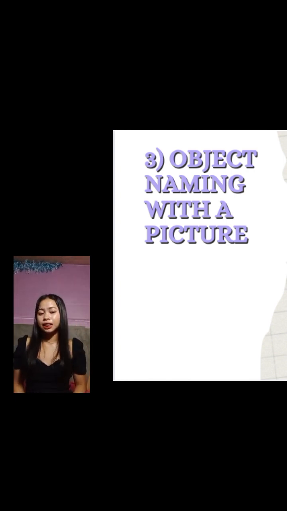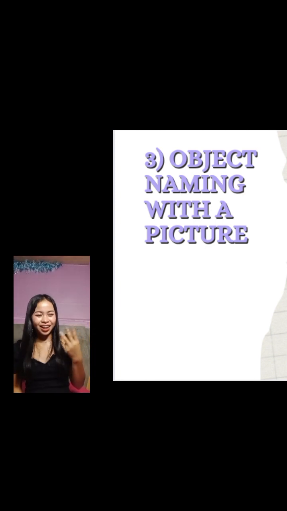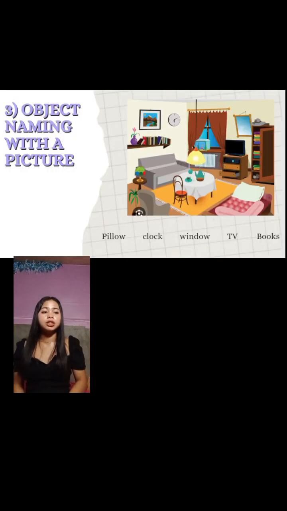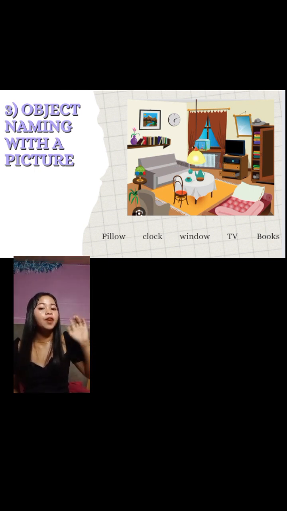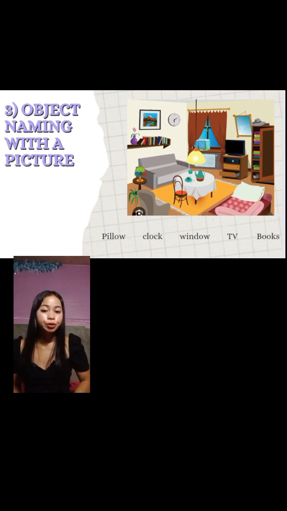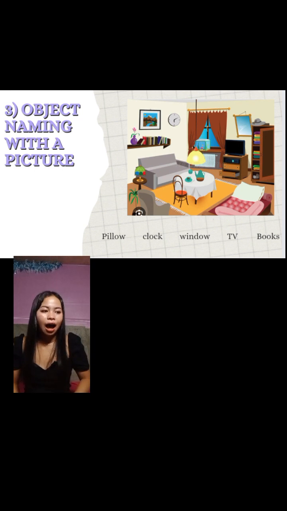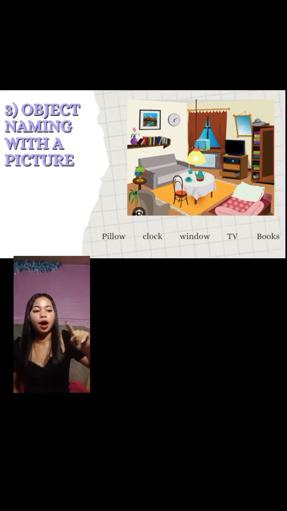And now let's proceed to number 3. Yes, number 3 is object naming with a picture. I have here an example. Give each child the same picture, for example, a picture of a room with a number of different objects in it. Under the picture, give the names of 5 objects in the room. What you are going to do is draw a line between the name and the object in the picture.